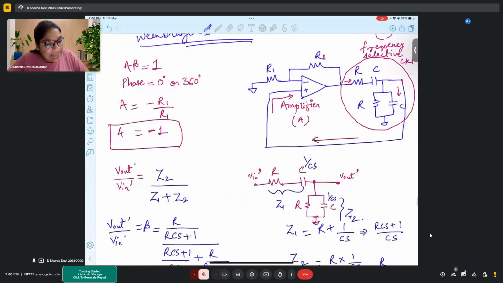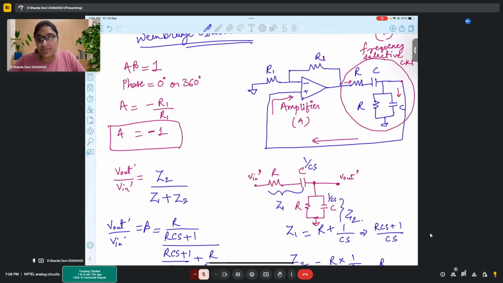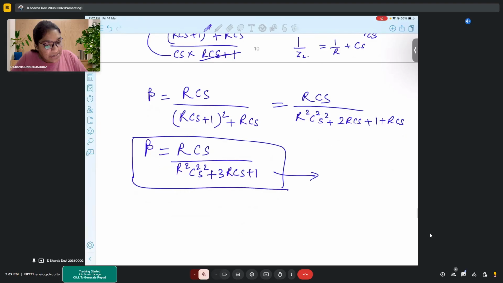So first of all, see, it is an inverting configuration amplifier, because of which we are getting a gain of minus 1. So what does this minus signify? It signifies a 180-degree phase shift, correct? That means the remaining 180-degree phase shift we need to obtain using our frequency selective network. So that means this beta needs to give us the required phase shift of 180 degrees. Okay.